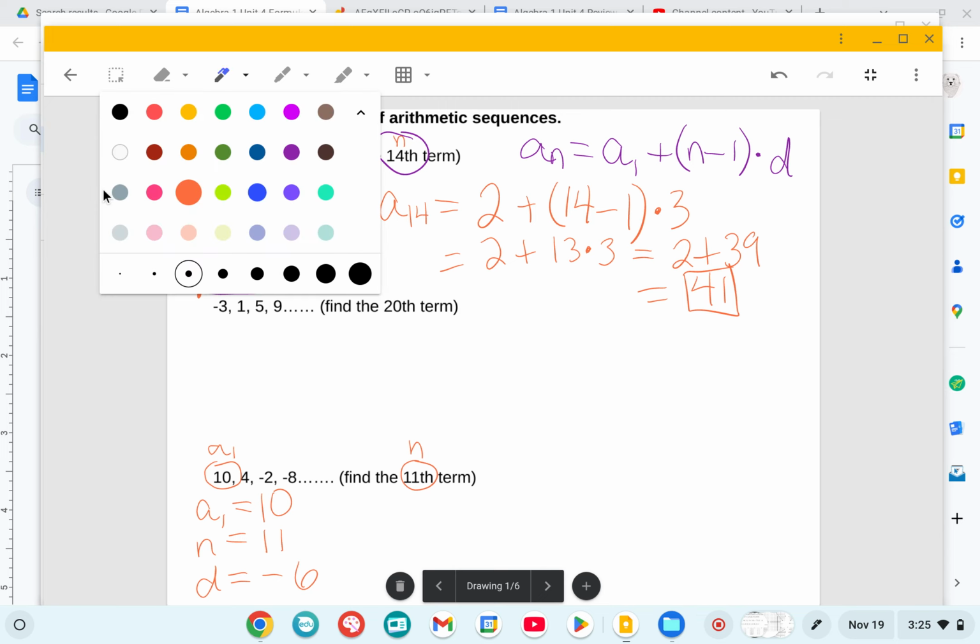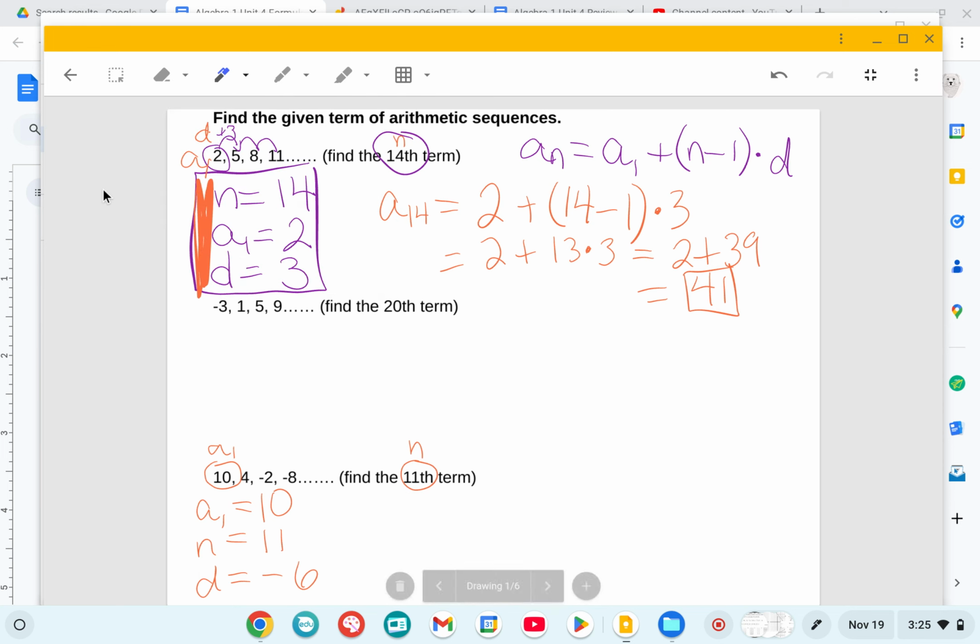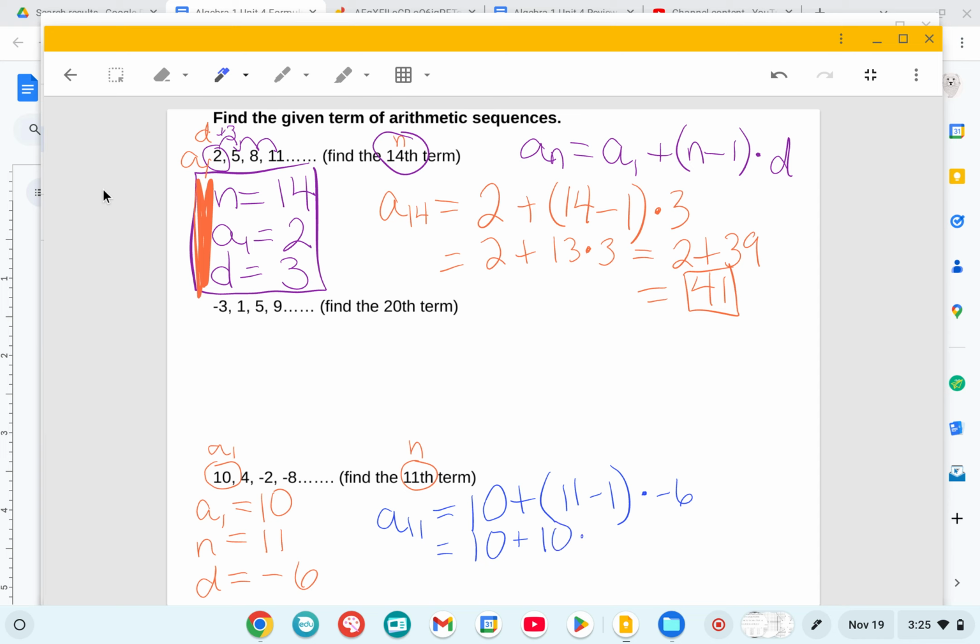So those are my values right there. I'm going to come over to my formula. I'm going to plug everything in. I get A11 equals 10, which is A1, plus 11 minus 1, which is the N value minus 1, times negative 6. Working out to the next step, I get 10 plus, again, 10 inside the parentheses, times negative 6. 10 times negative 6 is negative 60.